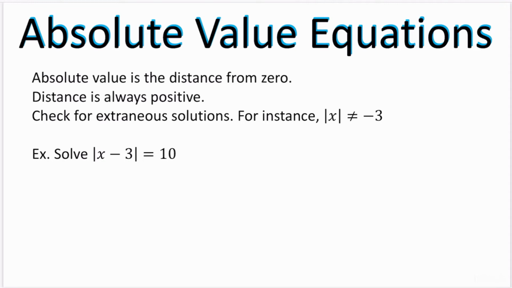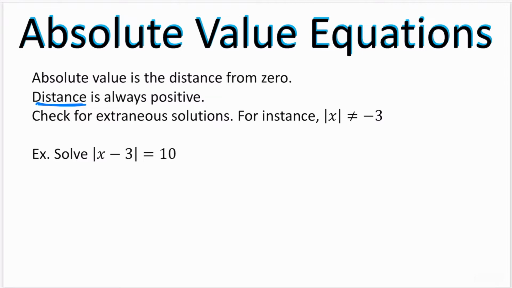Absolute value equations. Absolute value, by definition, is the distance from zero. Distance is always positive. Let's say that you're telling your parents that you're going to your friend's house. They live 5 blocks away. It doesn't matter which way 5 blocks is, north, south, east, west, it's still 5 blocks, okay?